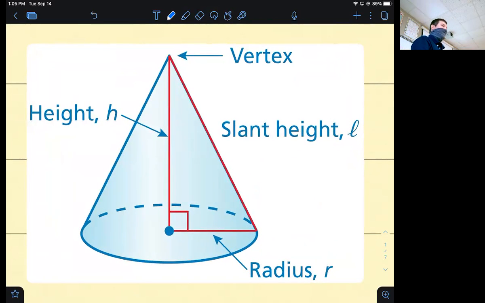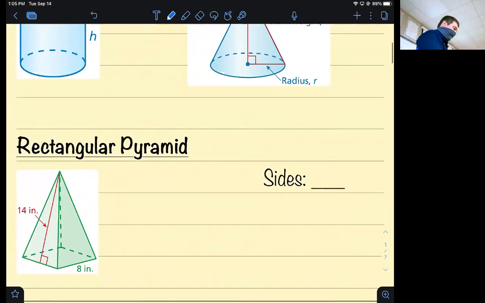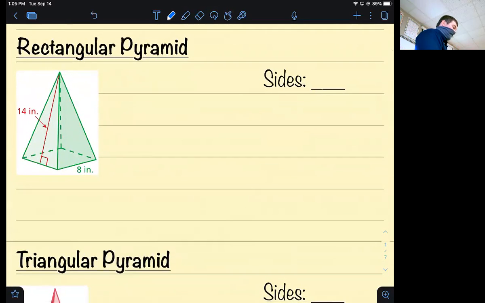Yeah, we'll get to that. Okay. Let's start with the rectangular pyramid. Like we did on Friday, I'm going to start by asking you how many sides there are.